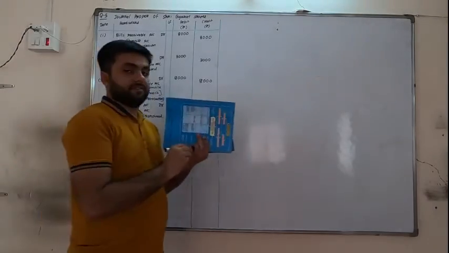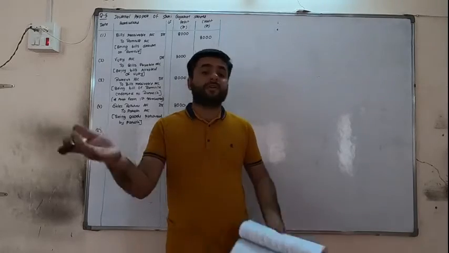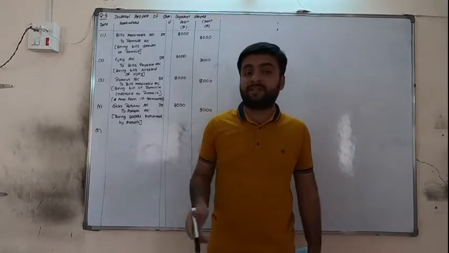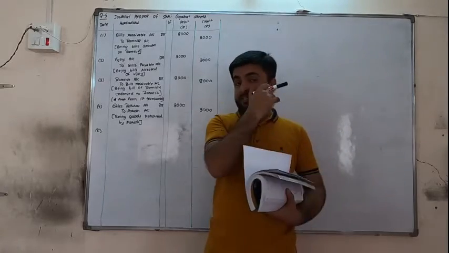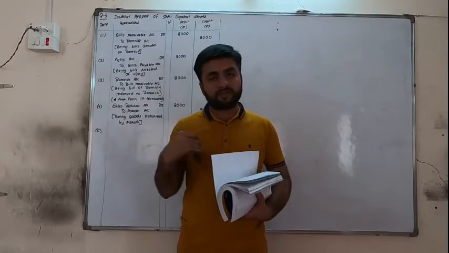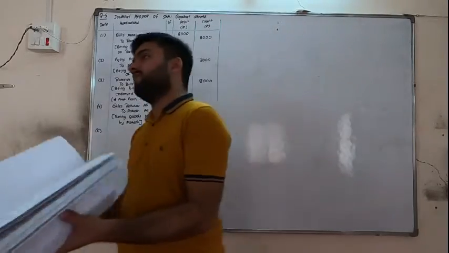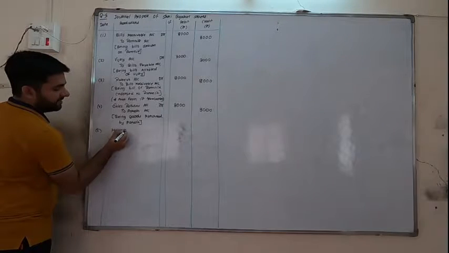Fifth, last transaction. Goods of 1,500 returned to Mahendra. Now we are returning the goods to Mahendra. Mahendra will receive and our goods will go because we have purchased from him. Now we are returning. When will we return the goods? When we have purchased, now we are returning. So Mahesh will be the receiver. So Mahesh will be debited and purchase returns will be credited.